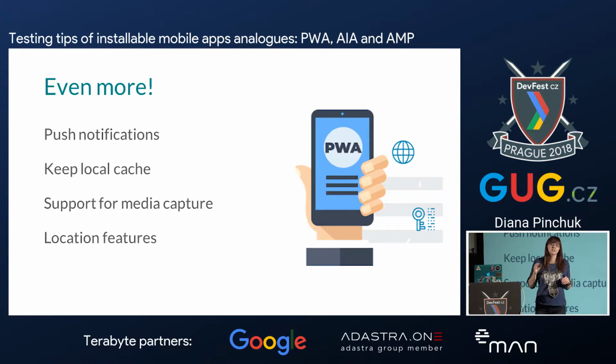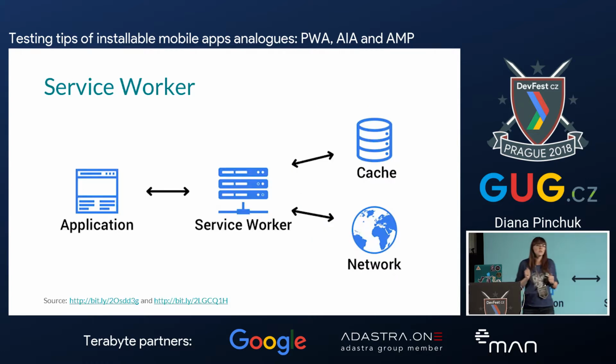What's even better, progressive web apps could work with push notifications. Compared to Android Instant Apps, they cannot do that. Progressive web apps work with a thing called web push. They could also keep a local cache, which makes them accessible offline. They can also interact with media data like videos and images. And they could also use location features like Nearby. All this is possible just because of Service Worker.